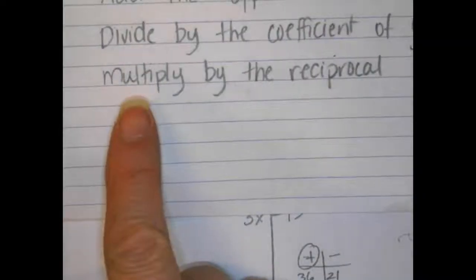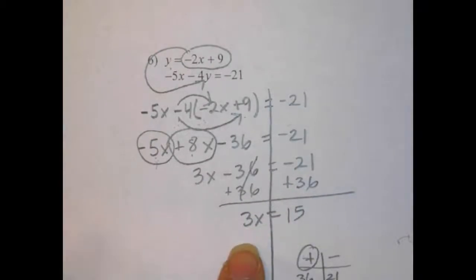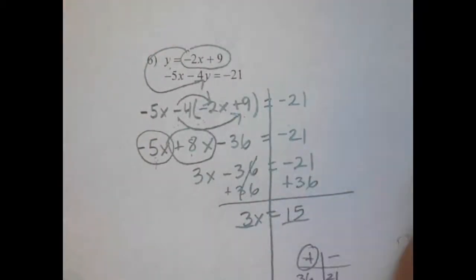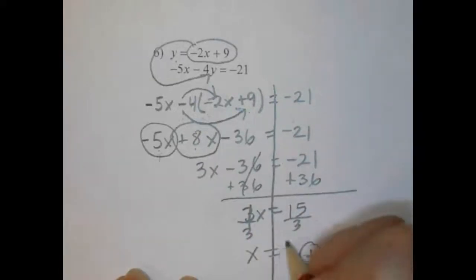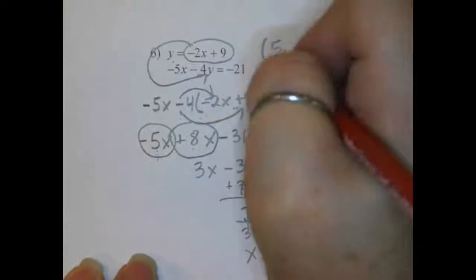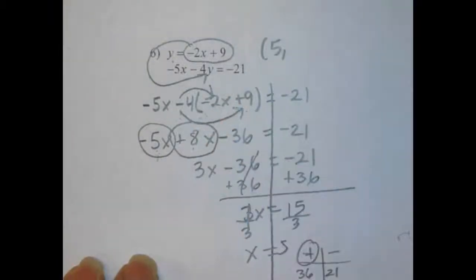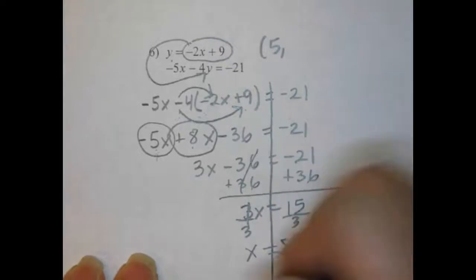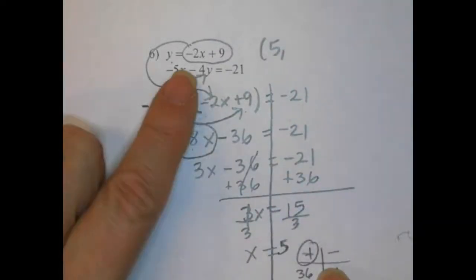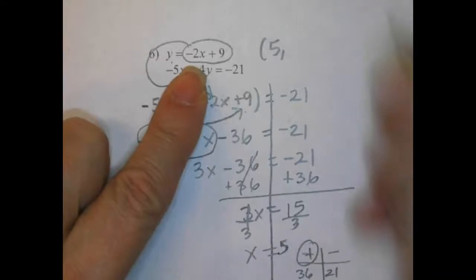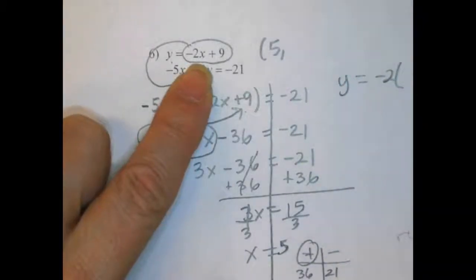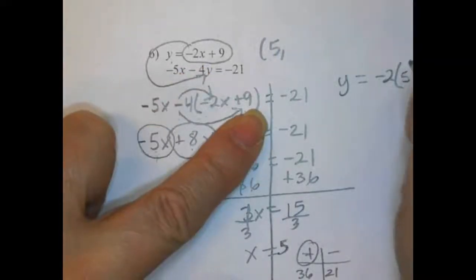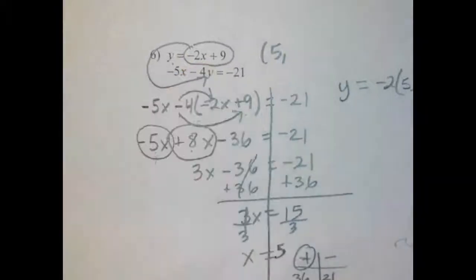Divide or multiply by the reciprocal? I'm going to divide by what number? 3. You know what x is equal to. So x is equal to 5. So x is going to be 5. I don't know what y is yet, so I can take that 5 and substitute it into this equation here. So we're going to say y is equal to negative 2, but instead of x, what am I going to write? 5. 2 times 5 plus 9.